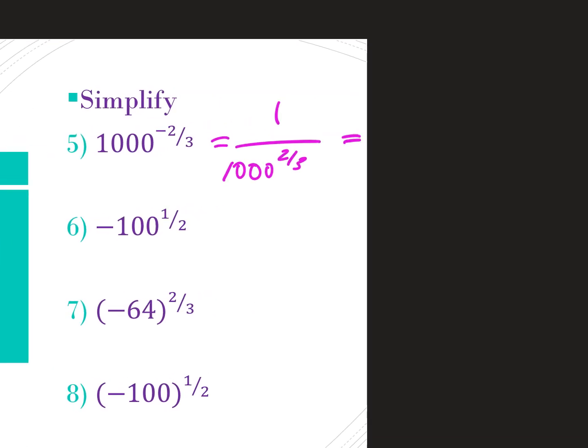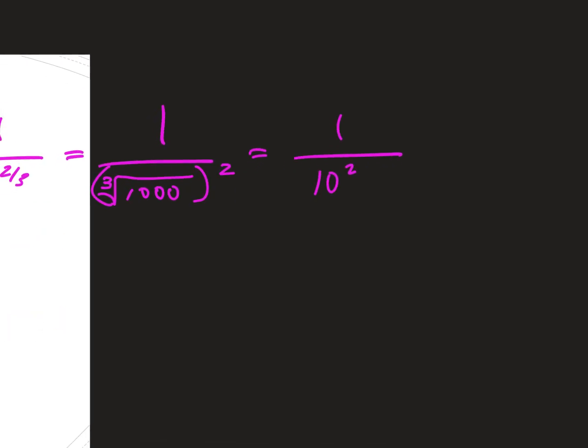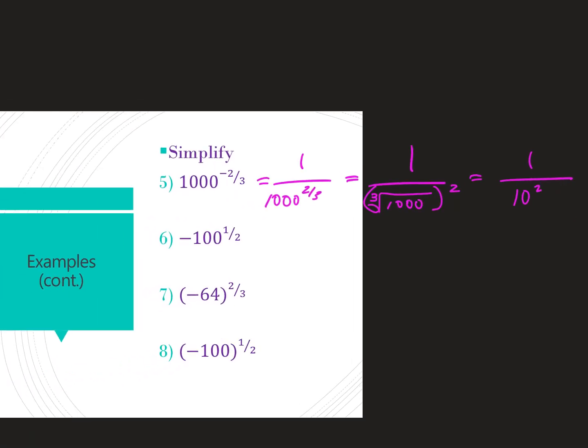All right, let's go. Simplify a little more. 1 over. How do I rewrite this? Tell me, Hannah. We're going to go cube root of 1,000. Oh, okay, I'm sorry, I misheard you. My bad. So now we're going to answer the question: what number times itself 3 times gives me 1,000? That's 10. And then when I square it, I come out with 1 over 100. Good.